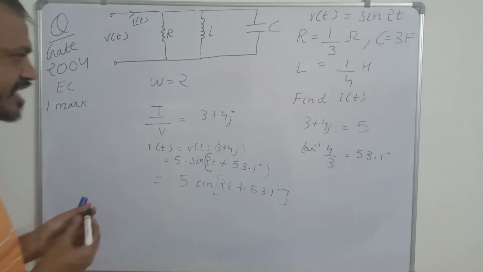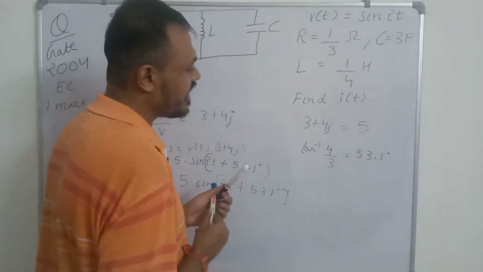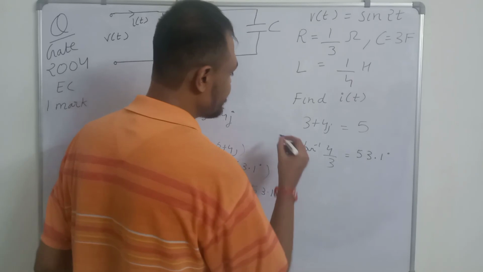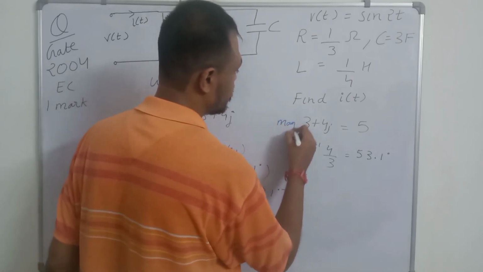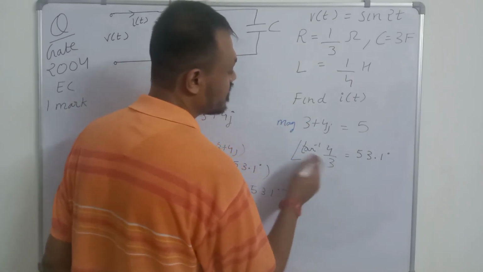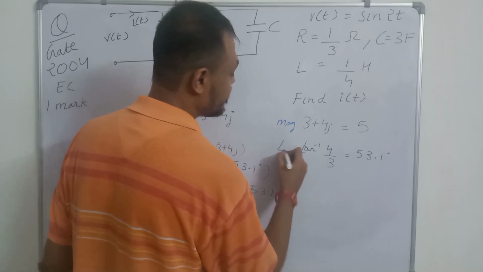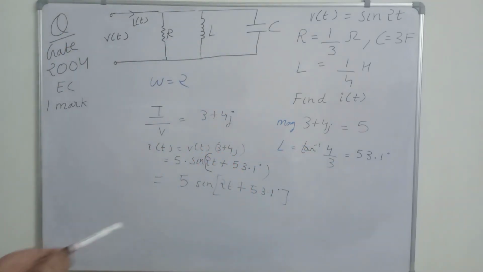The magnitude of 3 plus 4j is 5 and the angle of 3 plus 4j is tan inverse of 4 by 3, so 53.1 degrees. So this value you can add to the original angle, which was 2t. So the value of current is 5 sine of 2t plus 53.1 degrees.